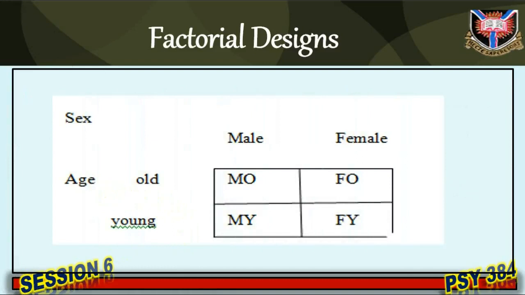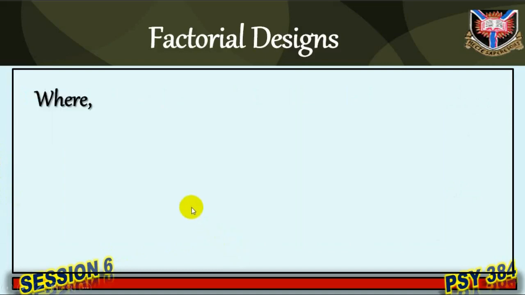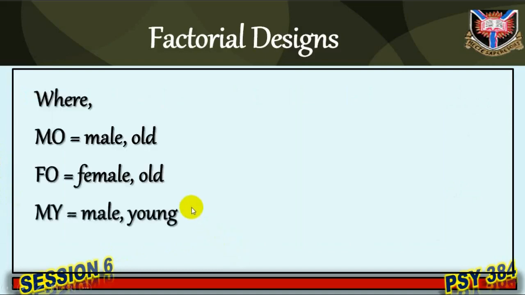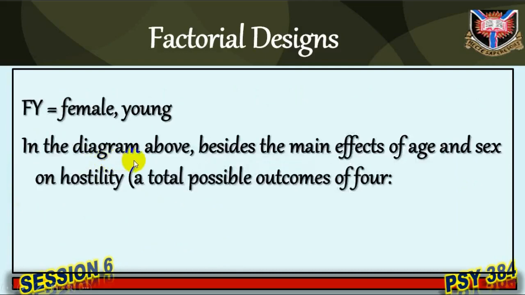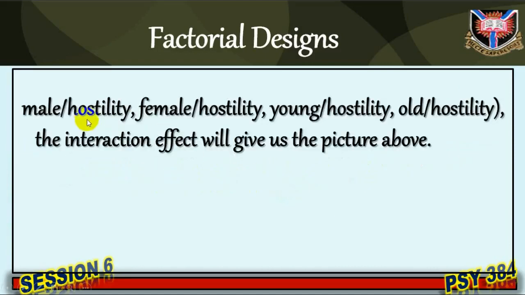Where MO is equal to male, old; FO equals female, old; MY equals male, young; FY equals female, young. In the diagram above, besides the main effect of age and sex on hostility, there are a total of 4 possible outcomes: male hostility, female hostility, young hostility, old hostility. The interaction effect will give us the picture above.